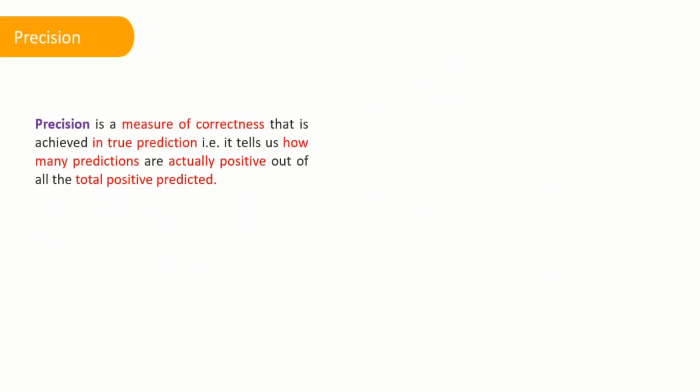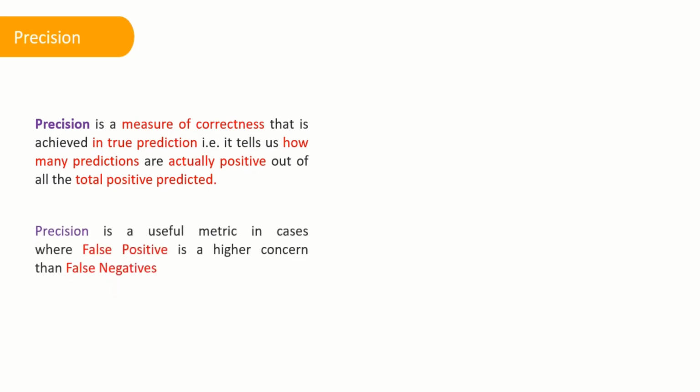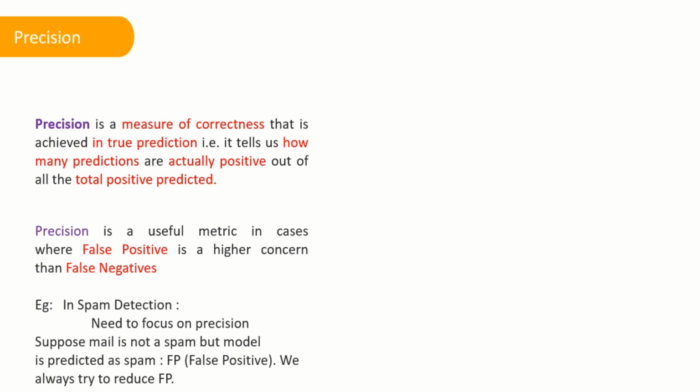Similarly, now let's look at precision. It is a measure of correctness that is achieved in true prediction. That is, it tells us how many predictions are actually positive out of the total positive predicted. So out of the total positive predicted, how many were actually positive? This is known as precision. And precision is a useful metric in cases where false positive is a higher concern than false negative. Let's take an example.